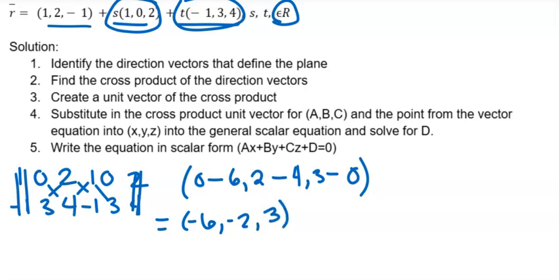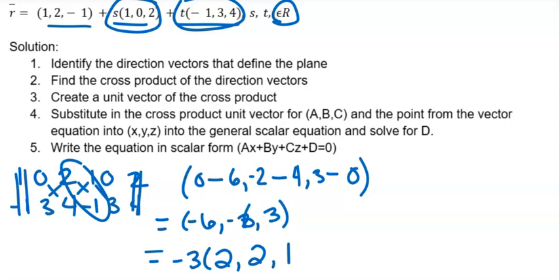This is the direction vector perpendicular to the vectors. And I actually made a mistake here, so I just need to go back. This here should have been a negative 2 because I had 2 times negative 1. So this is actually negative 6. Okay, and this is not a unit vector, so I'm going to factor out a negative 3. So I get a direction vector of 2, 2, 1, negative 1.